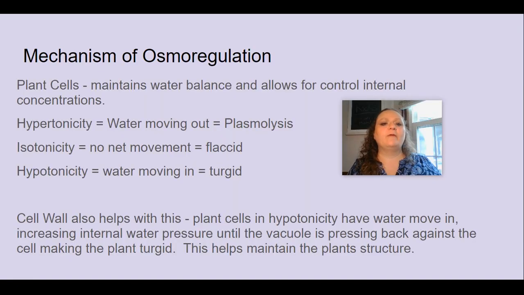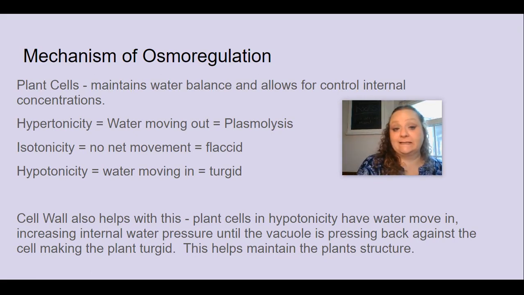So, osmoregulation, how does this work? This is the same basic idea, but we're going to talk about it in plant cells. Plant cells have to maintain internal concentrations at specific levels. Otherwise, certain processes won't work. And they also need to maintain water balances. So, in a situation where you have hypertonicity, water is going to be moving out. We refer to this as plasmolysis. And yes, you do need to know all these terms.